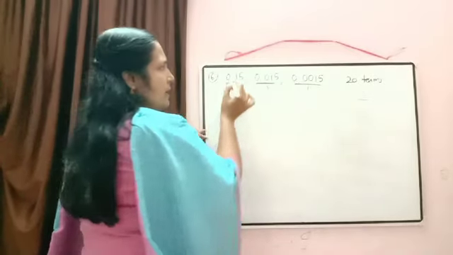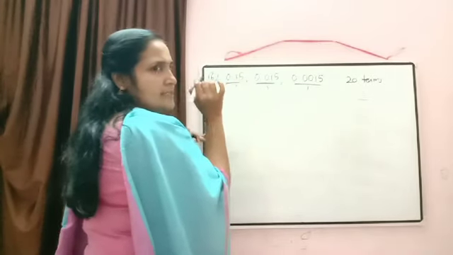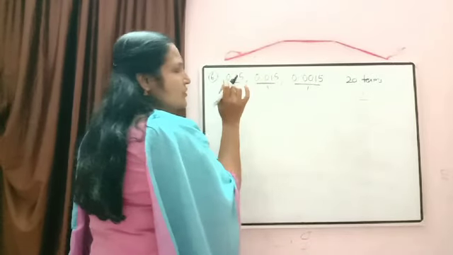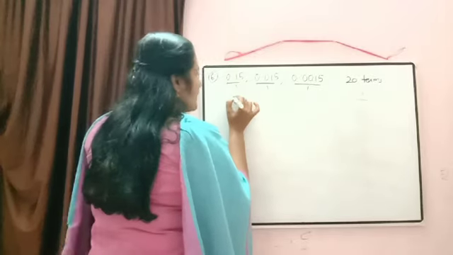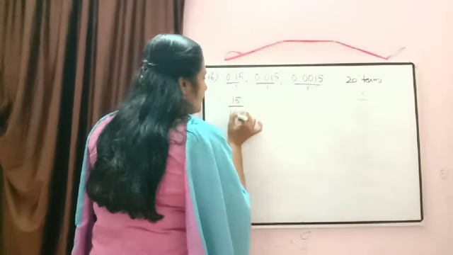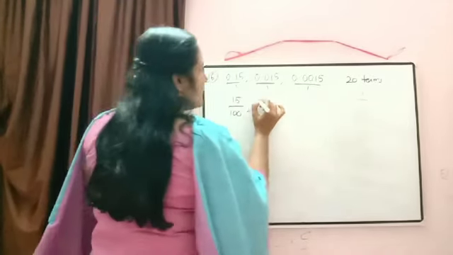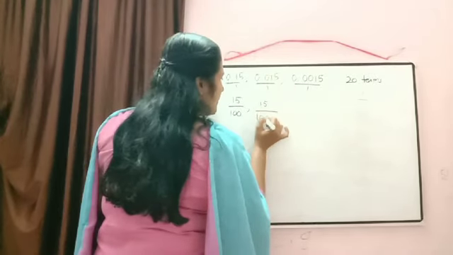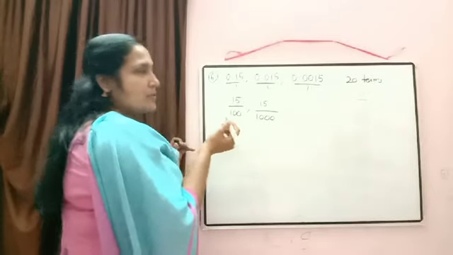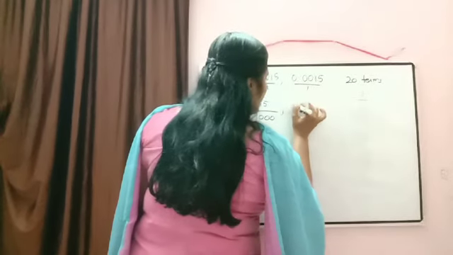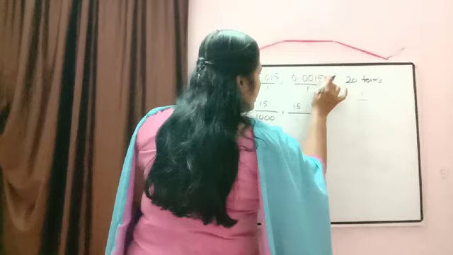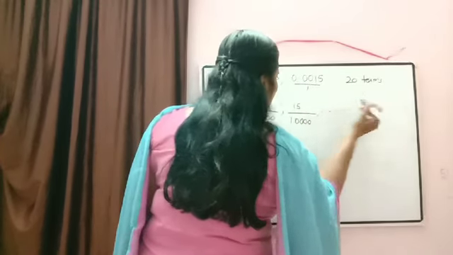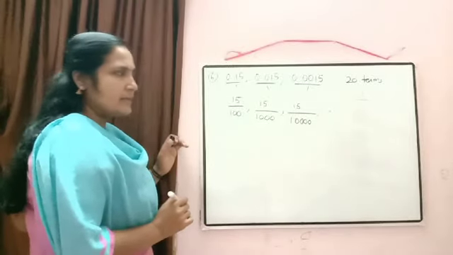Now here, after the decimal, how many digits are there? 2 digits. So to remove the decimal, we'll multiply both numerator and denominator by 100. So it will be equal to 15 by 100. Next one, it will be equal to 15 by 1000. In this way also you can do. Now here 15 by 10000, so after 1, 4 zeros you can add there. So in this way up to 20 terms we have to calculate there.